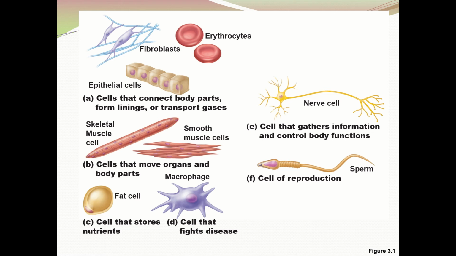Figure E shows a cell that gathers information and controls body functions. This would be the nerve cell. And figure F shows a cell of reproduction. Sperm and eggs are the two cells of reproduction, and sperm can swim. Many animals release their sperm into the external environment, where they swim to the egg of their female. In humans, fertilization is internal.